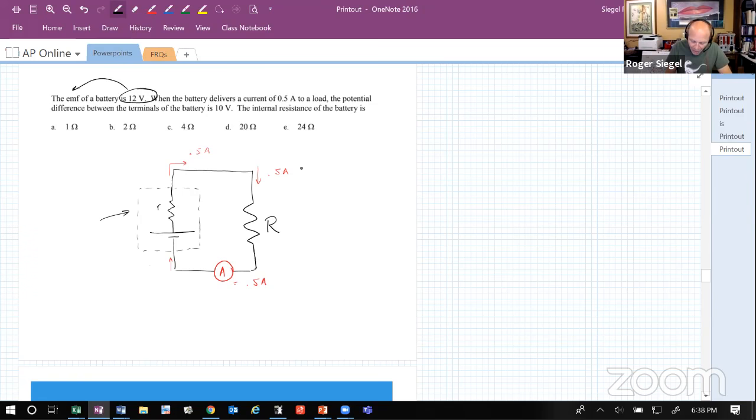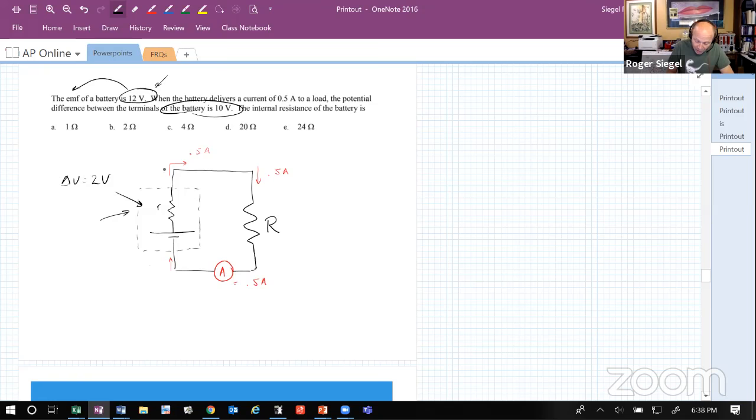All right, so now we're going to find the internal resistance of the battery. Now we know that we've got a 12-volt battery when I don't hook it up to a load, but when I hook it up to the load and I put a voltmeter on here, I see that it says 10 volts. So that means I've got a voltage drop, delta V, of 2 volts in this internal resistor.